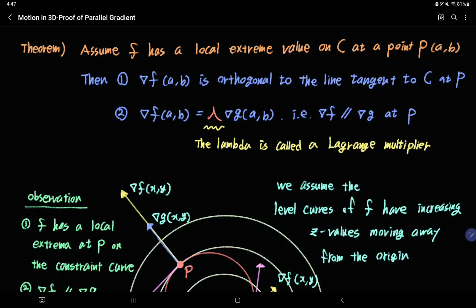We assume that f has a local extreme value at the point P, and P is on C. Then the first statement: gradient f is orthogonal to the line tangent to C at P. The second statement: gradient f is parallel to gradient g, which means that gradient f can be expressed as a scalar multiple of gradient g. That scalar, lambda, is called the Lagrange multiplier. So that theorem is called the parallel gradient theorem.